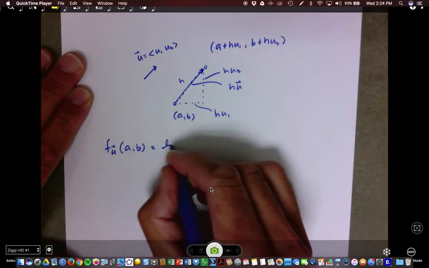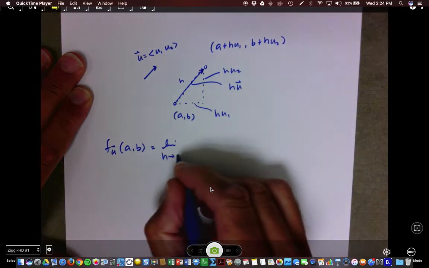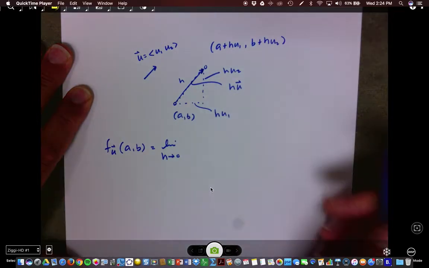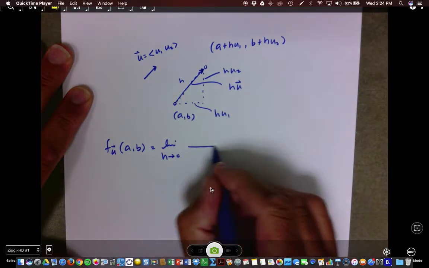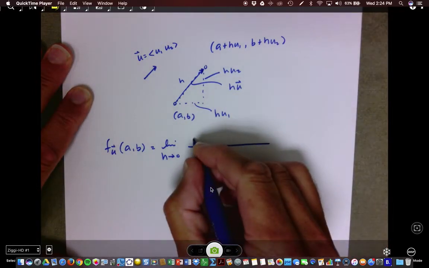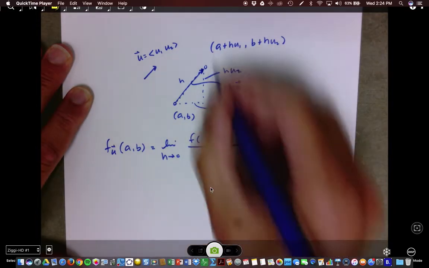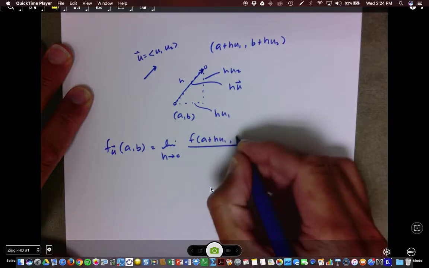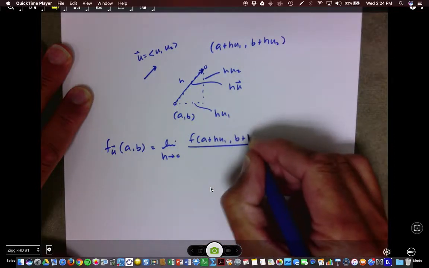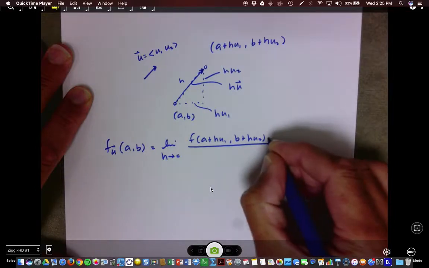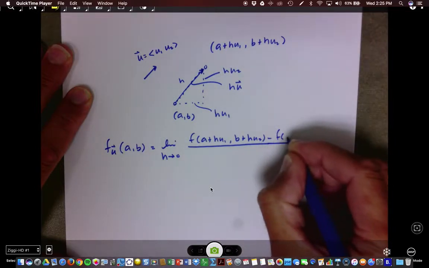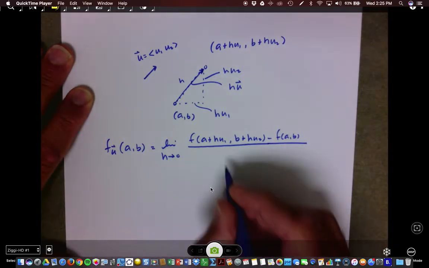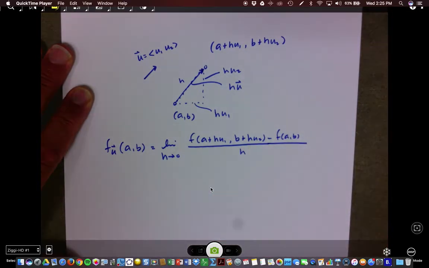to be a limit. It's the limit as h approaches 0. Right? We want this displacement to get really, really small. And it's the change in the function, f evaluated at this endpoint, a plus h u1 and b plus h u2, minus the value of the function just at (a, b), and then divide that by h.